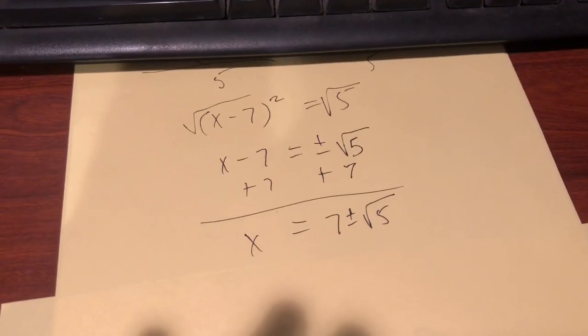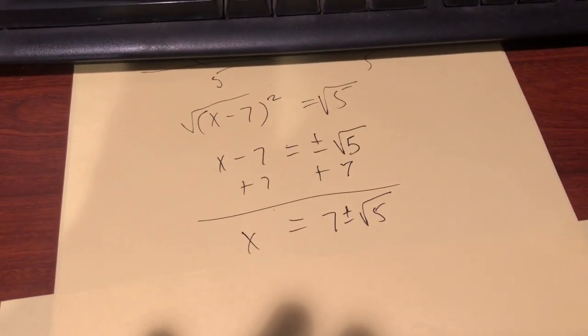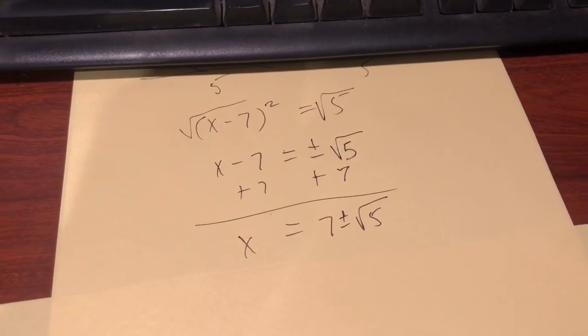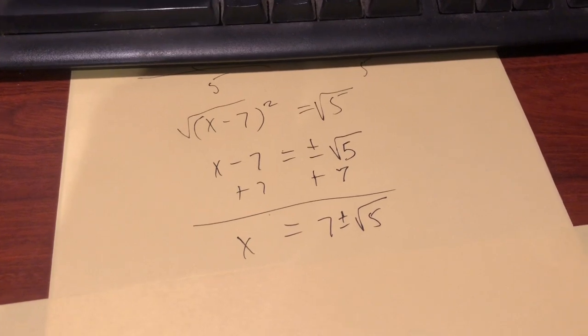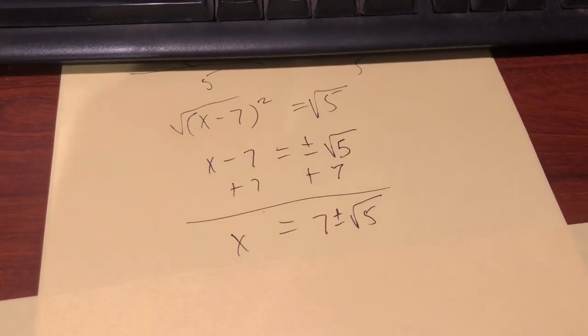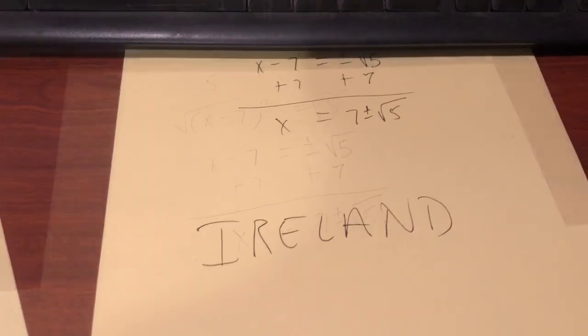Next we add 7 to both sides in order to get the x by itself. When we put that together, on the left side it's just x remaining, and on the right is 7 plus or minus the square root of 5.